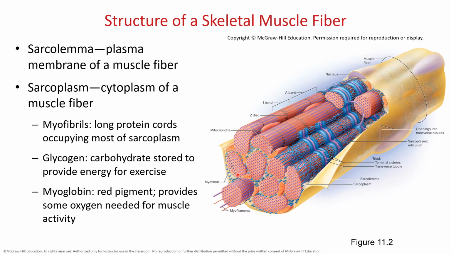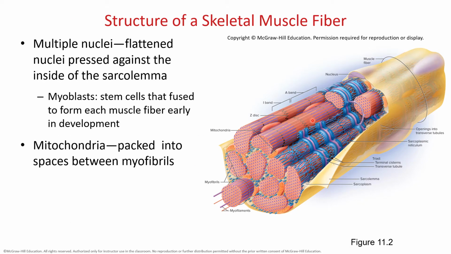So all of this is a myofibril here. These are long protein cords that are occupying most of the sarcoplasm, and you see we have quite a few of those. Skeletal muscles are also very multinucleated. Here we can see a nucleus there, and there. We also have many mitochondria right here.